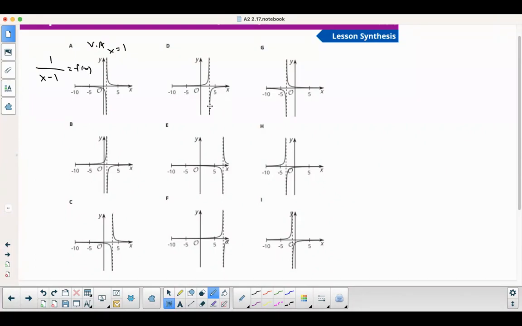Okay. Now this one's almost the same. It's just flipped. So what's going to happen here? Oh, the asymptote's different though. Let's say that's at 3. So here your vertical asymptote would be x equals 3. This function called f of x is going to be 1 over x minus 3. But since it's flipped, it's going to be negative.